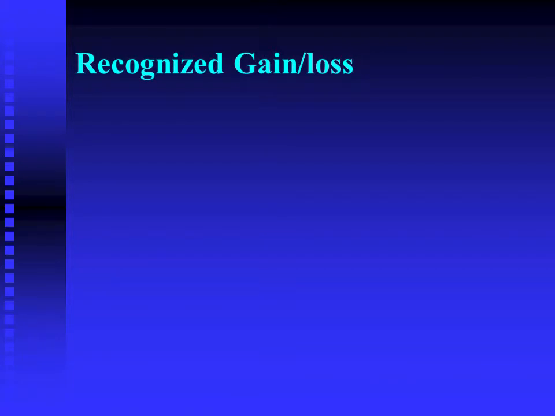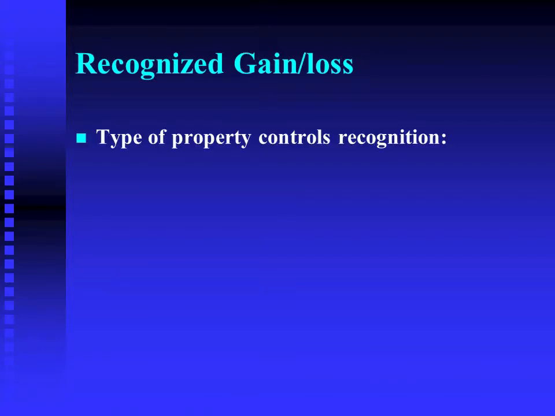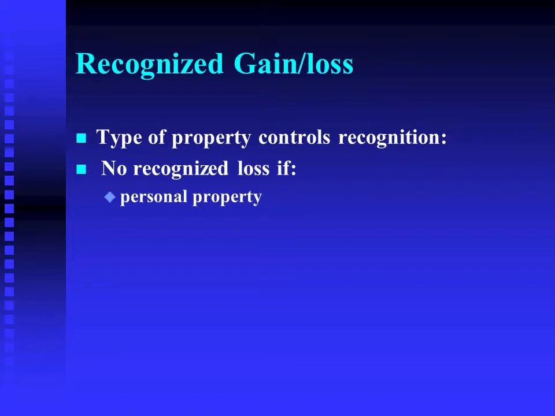So what do we mean by recognized gains or losses? Well, I have a list here. The most important thing is the type of property, and I don't necessarily mean whether it's a car or a house or stock. I probably mean more how the property is actually being used will control recognition. So you'll never recognize a loss. That loss is gone forever if it's your personal property.